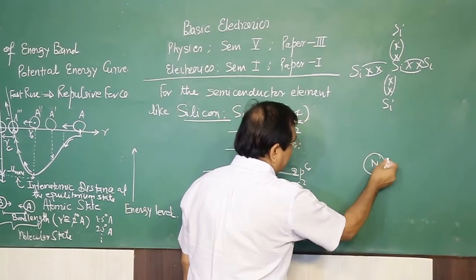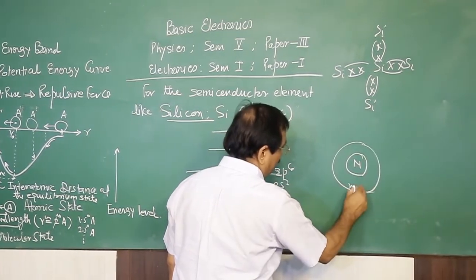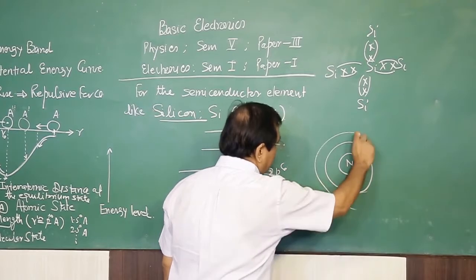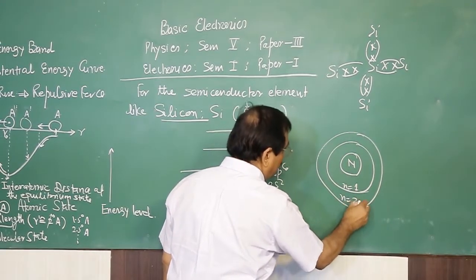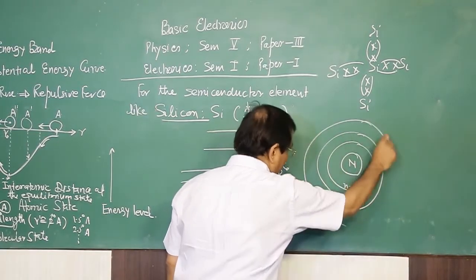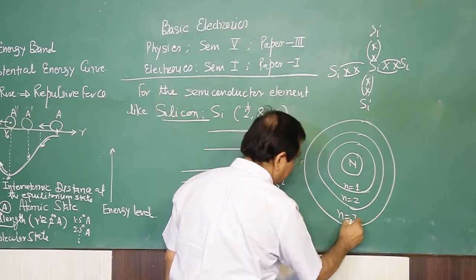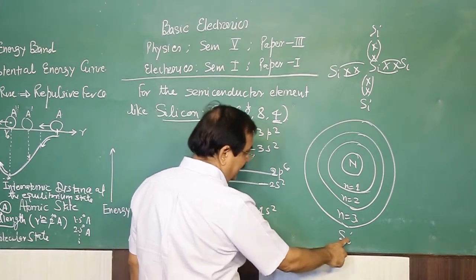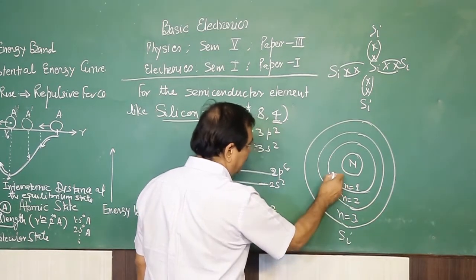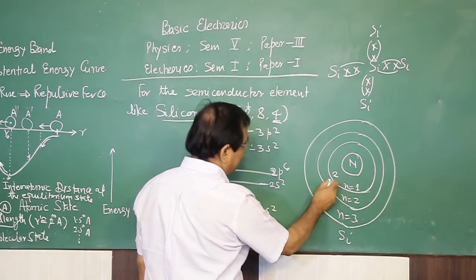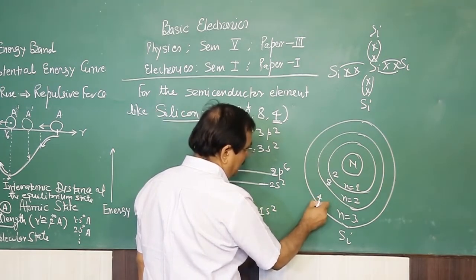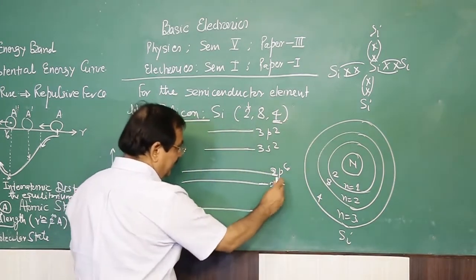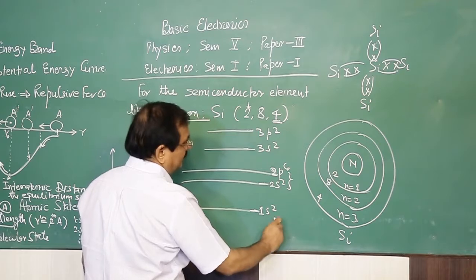This is the nucleus. So, this is n equal to 1, here it is n equal to 2, and this is n equal to 3. This is n equal to 3 for Si. So, for Si, the first orbit has 2 electrons, the second has 8, and the third has 4. So, these are the subshells.